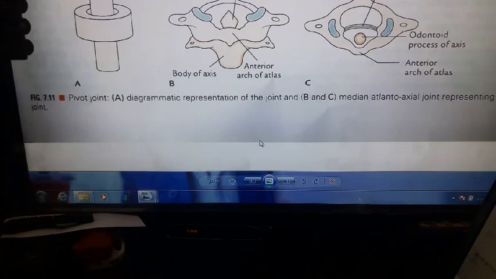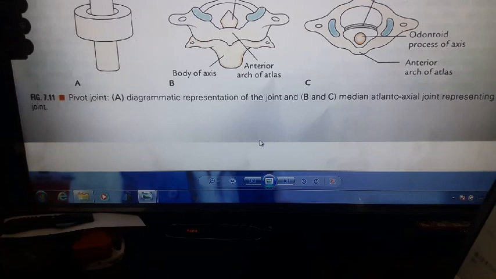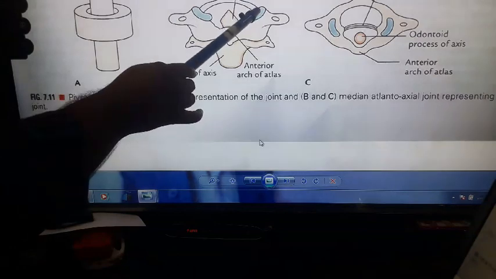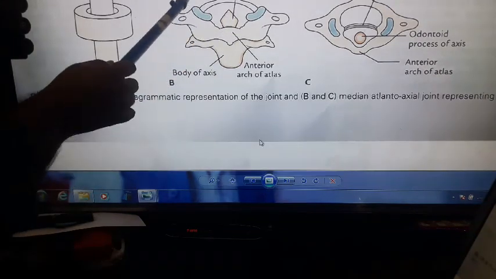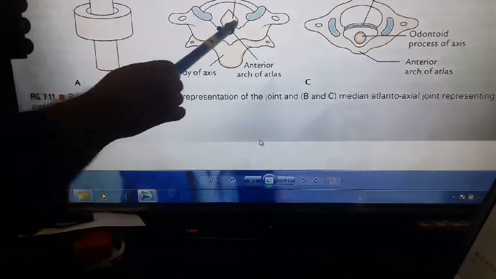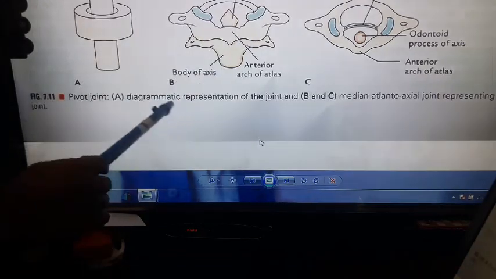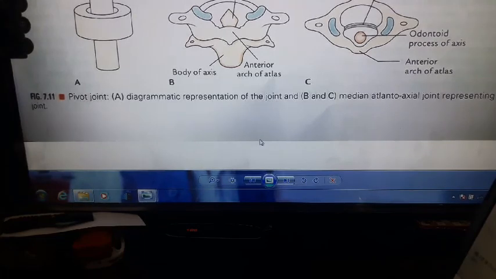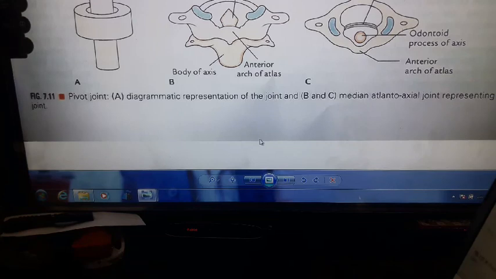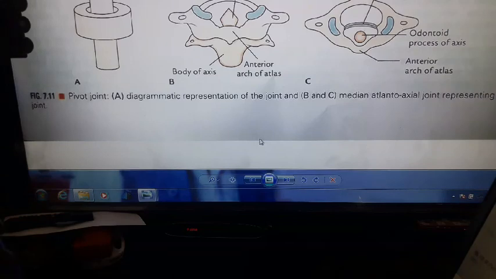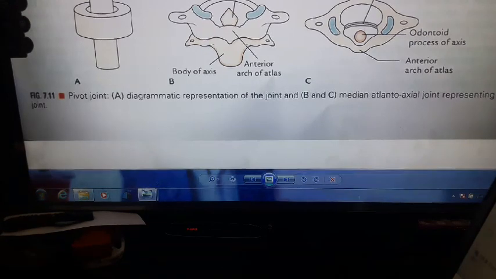And see here, the pivot type joint example is the atlantoaxial joint. This is the atlas and this one is the axis. Atlas means the C1 vertebra, axis means the C2 vertebra. In between C1 and C2 we have a joint. That joint type we call a pivot type joint. So this is also a uniaxial type joint.